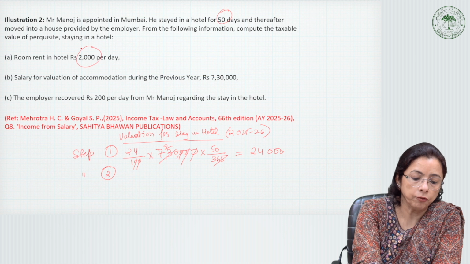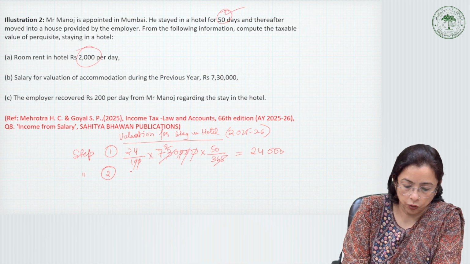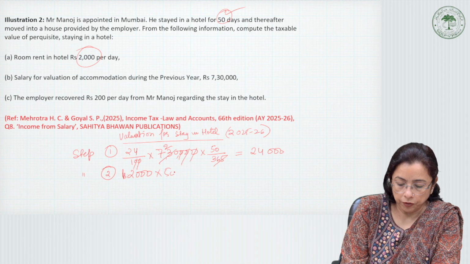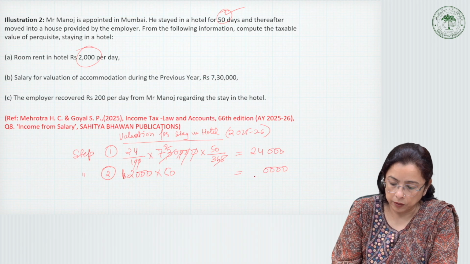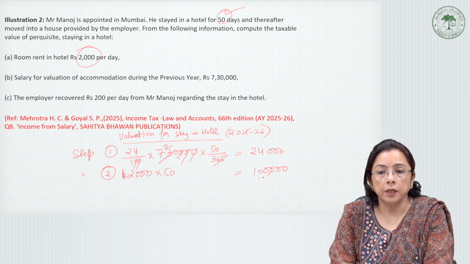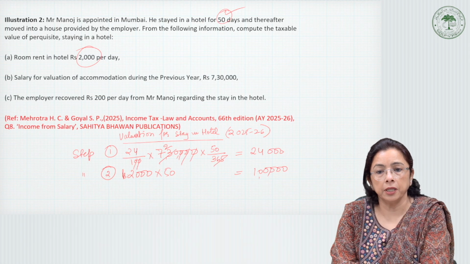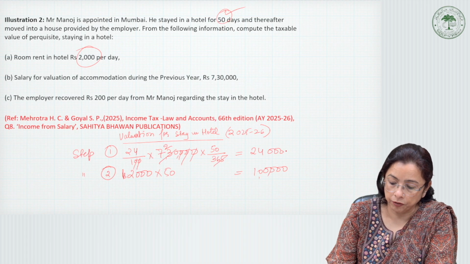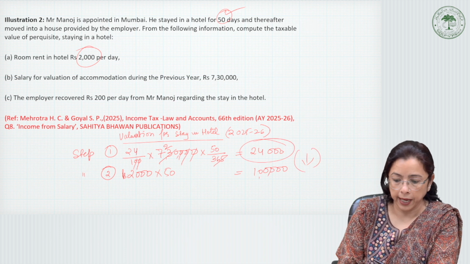Then step number 2 is we have to find what amount has been paid, the rent of the hotel. So he is paying 2,000 rupees and he has stayed here for 50 days. So it will be 2,000 rupees into 50, which is equal to 1 lakh rupees. Now we have to compare and find out whichever is less, that will be the taxable perquisite. 24,000 is much less than rupees 1 lakh.